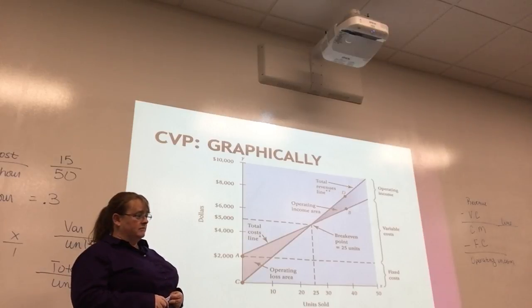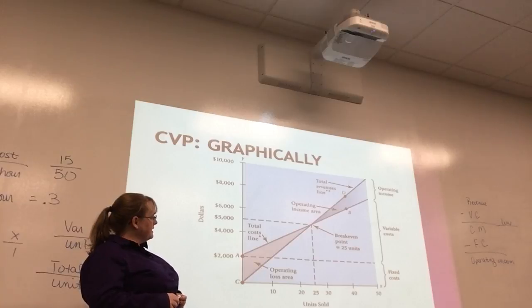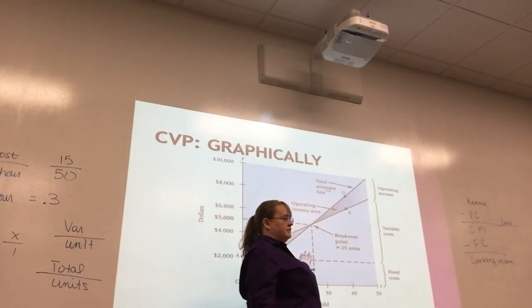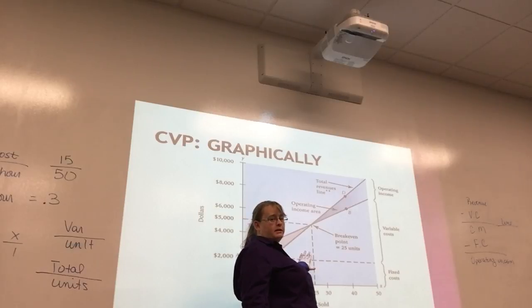So you have to sell 25 just to break even, and anything over that's profit. Basically what that means is until I sell 25, I'm operating at a net loss. The minute I sell unit number 26, I'm making a profit and I'm a happy camper. Okay?